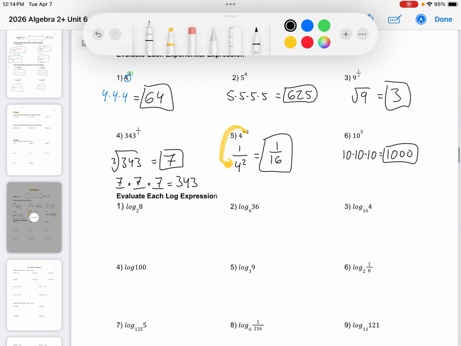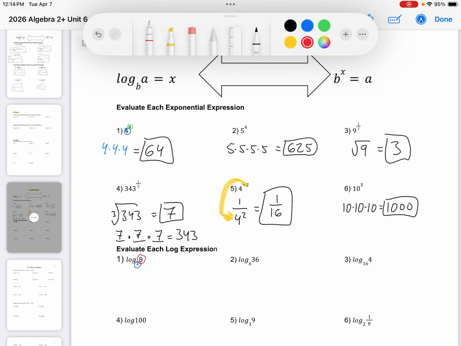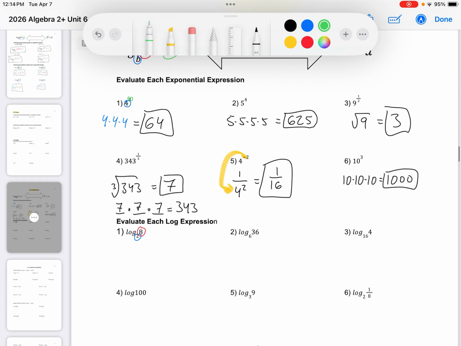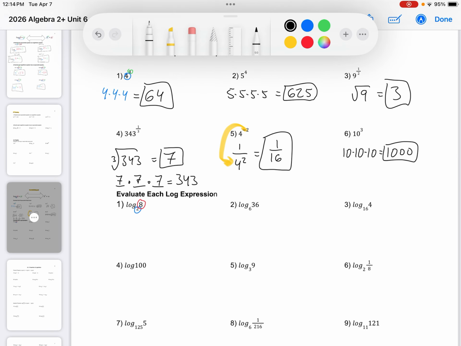For the bottom section, we are going to be evaluating the logarithmic expressions. So here we have log base 2 of 8. And what we were looking at earlier, we had logarithmic equations. So we had our log with a base of something, and then it was equal to x. Okay. When we're trying to evaluate these logarithmic functions, we can think of them as if they were an equation to help us to find what they equal.